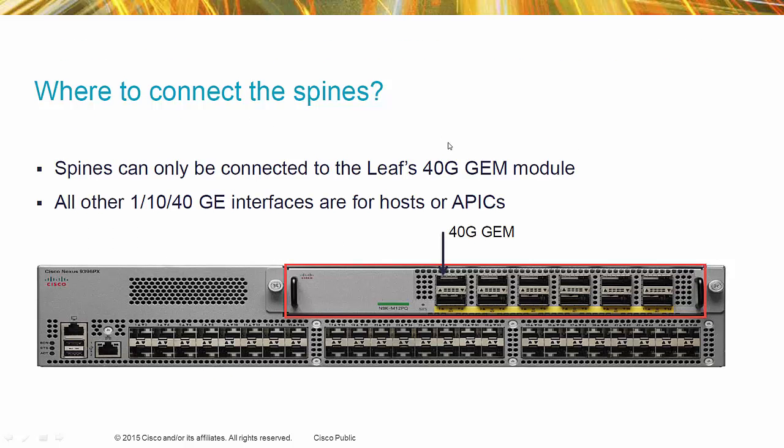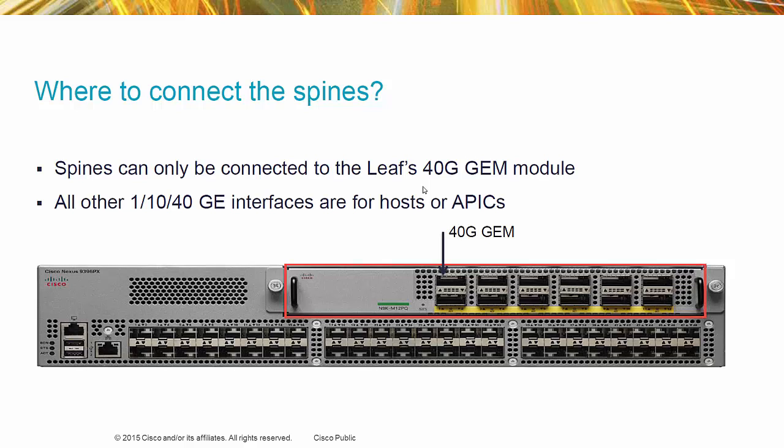So now we understood that there are two types of switches in the Cisco ACI solution. One is called spine, another one is called leaf. So as the title says, where to connect the spines. It clearly says spine can only be connected to the leaves. So anytime, let's say you have a laptop and you want to connect that to your ACI solution, you need to connect that laptop to one of your leaf switches, which will go ahead and connect back to your spine.